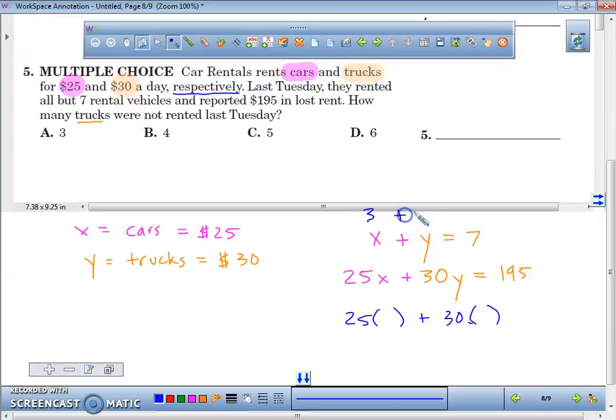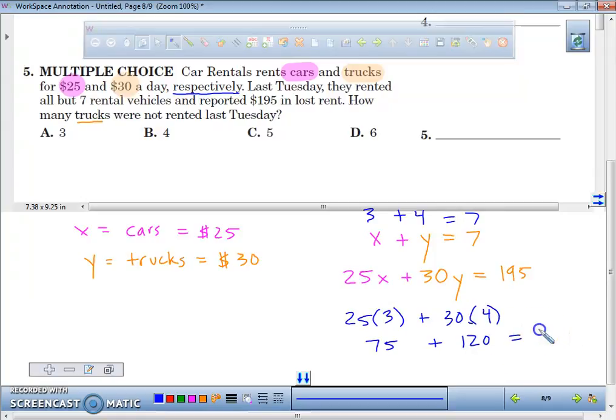3 and a 4. Well, 3 plus 4 is 7, so that works. I'm going to plug in a 3 here and a 4 here. I multiply that out. That's a 75. And that's 120. Guess what you just found? Oh, man, look at that. You found the one that works.